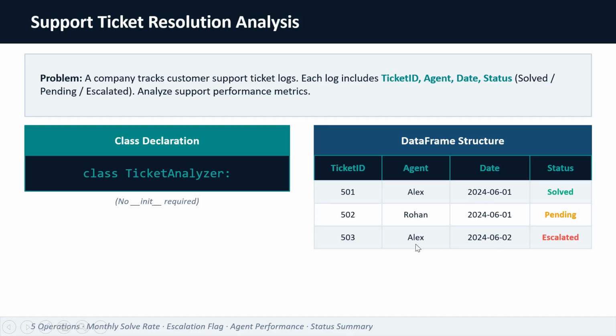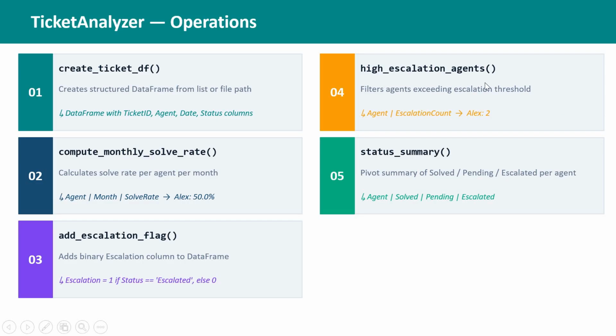For example, for Alex there is 1 ticket escalated, and for Rohan no ticket escalated. So Alex would be 1 and Rohan would be 0. That is how it will analyze. Next, high escalation count. Who has more escalations, like 1 or 2 or 3 or 4? We make a threshold value here: anyone with more than 1 escalation is considered a higher escalation. One escalation could be considerable, but if there is more than 1 escalation, then we have to find them.